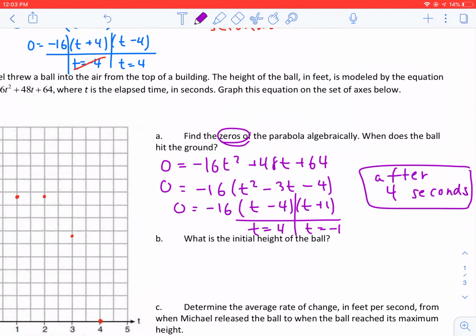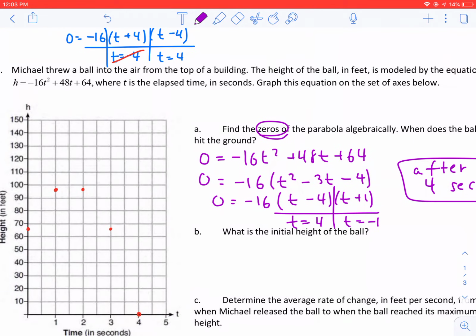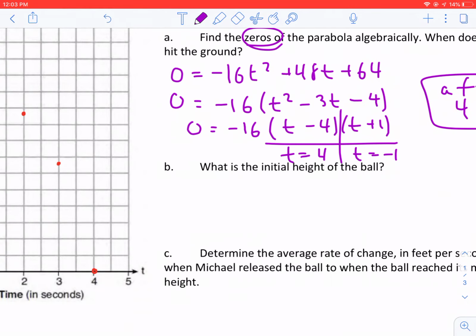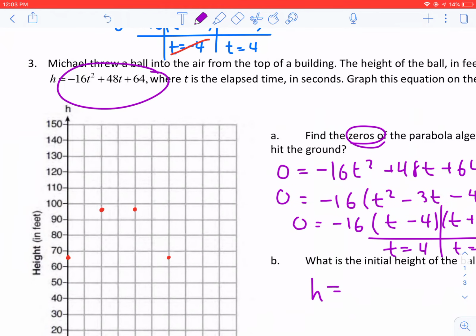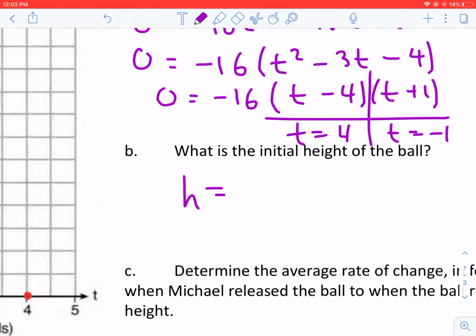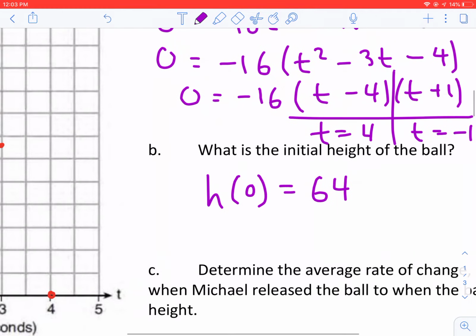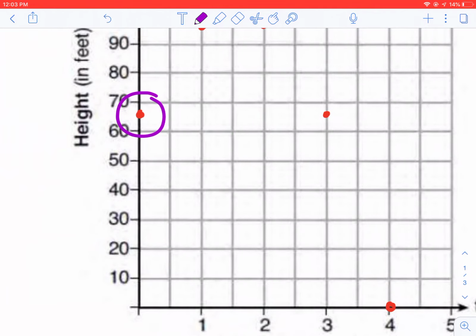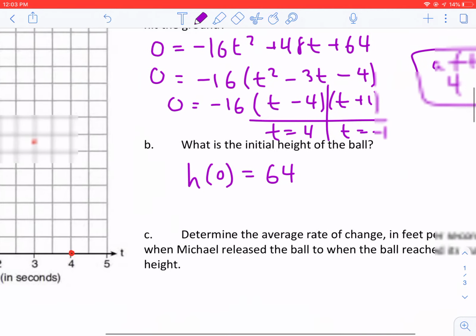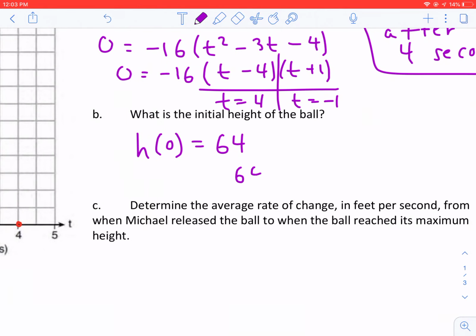All right, what is the initial height of the ball? That's the height of the ball at the very beginning, or in other words, at time equals 0. So if you plugged in a 0 into our function, we plug in a 0 here for t, that's going to equal 64. So I'm going to write it as h of 0 equals 64. That's the initial height. If you look at the graph, yes, of course, we also have the point 0 comma 64. So our initial height is 64 feet.